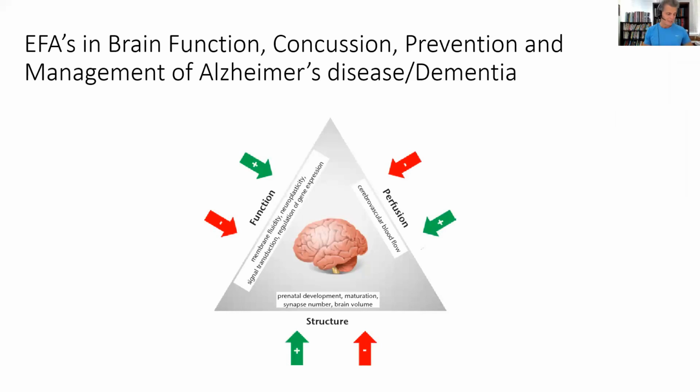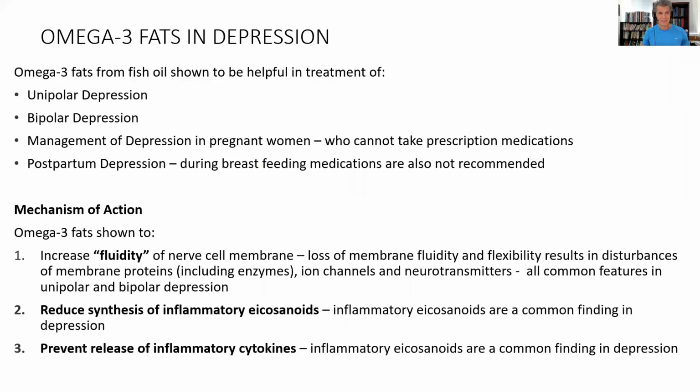Essential fats also play a big role in brain health, brain function, preventing and co-managing depression, and concussion management. We'll look at some of this. So we'll start with depression. There are all kinds of small studies showing that omega-3 fats can be helpful in the treatment of different types of depression. And where women who are pregnant or breastfeeding can't use medication for their depression, omega-3 has been shown to be extremely helpful.